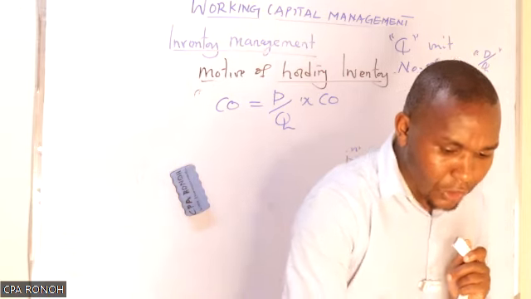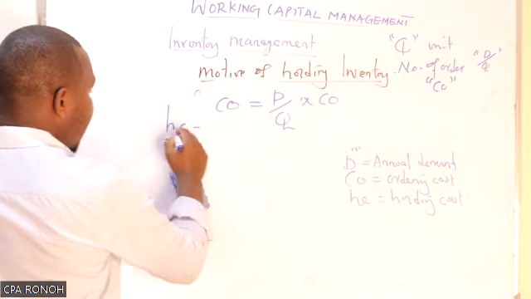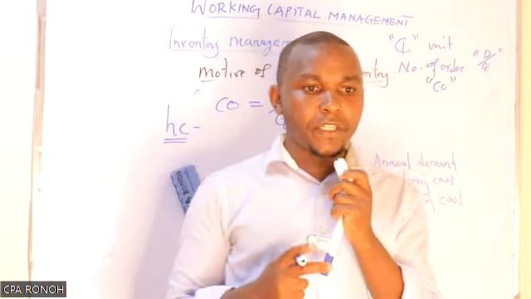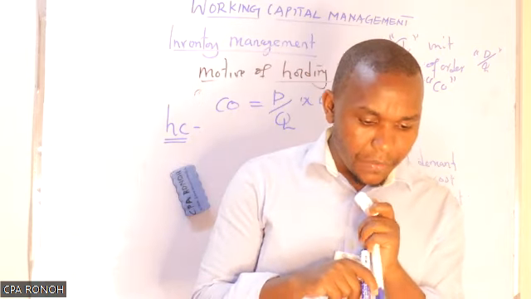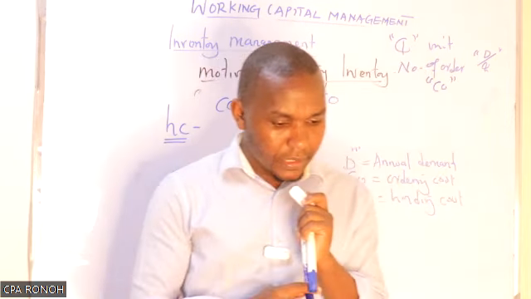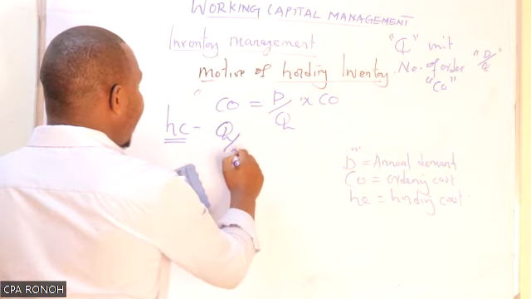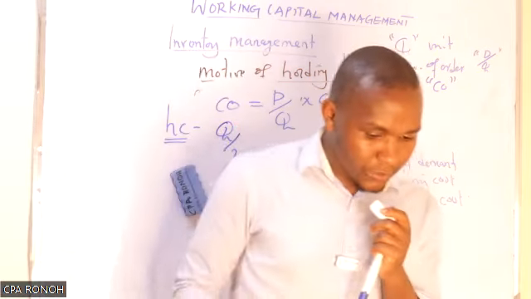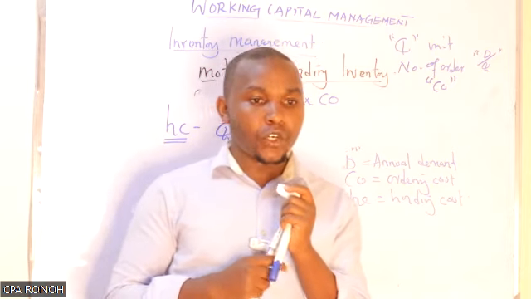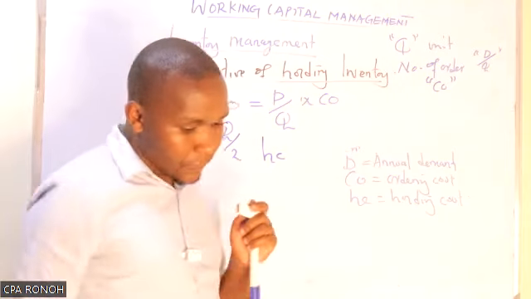And then we have the stock holding cost, which we present as HC. The stock holding cost, we say, depends on the average stock balance maintained by the firm at any given point. Given the average stock of Q divided by 2, that is the average stock, and the cost of holding a unit of stock, you write HC.